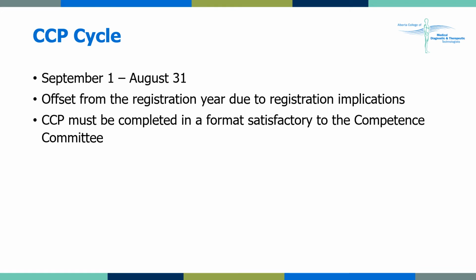In each year that a regulated member holds general registration, the member will need to participate in the CCP. The CCP cycle begins on September 1st of one year and continues through to August 31st of the next. All components of the CCP must be completed within this time frame.